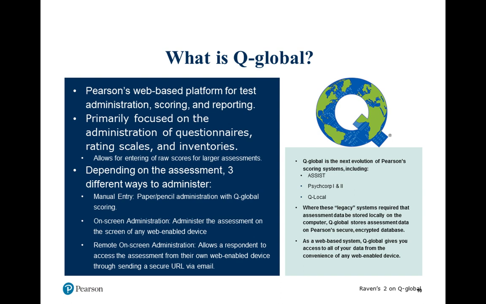And the first of these that you see here is manual entry, and that's where you can use paper and pencil administration as you traditionally have, and then use QGlobal for scoring. So you enter the scores into QGlobal, enter the responses into QGlobal, and they're scored. Jarrett's going to demonstrate that for you. And then you can also administer on screen. You can administer the assessment on the screen of any web-enabled device. And again, Jarrett's going to demonstrate that for you.